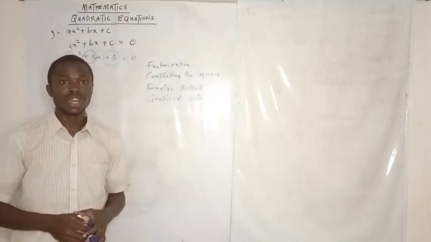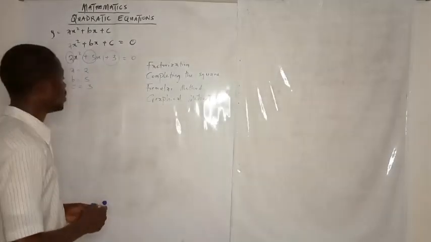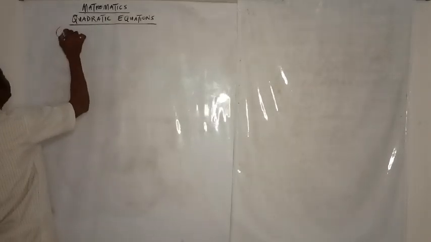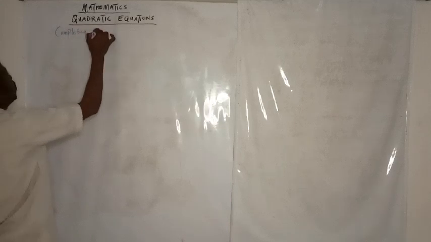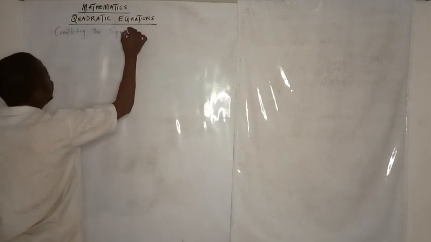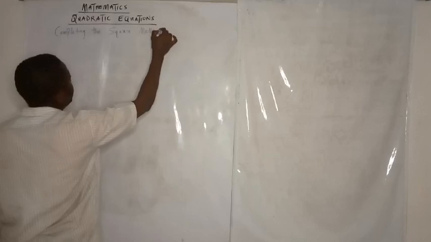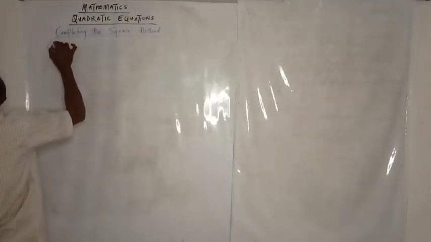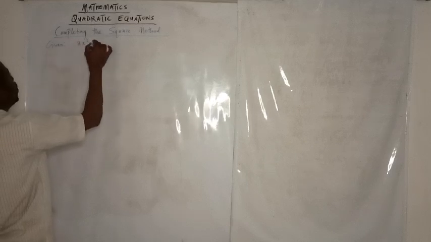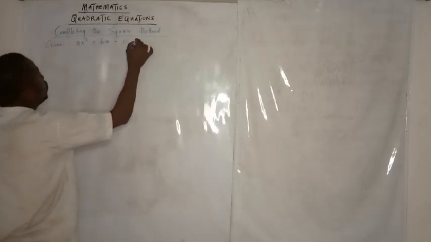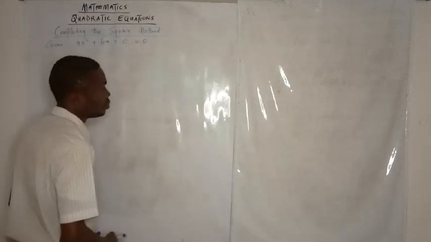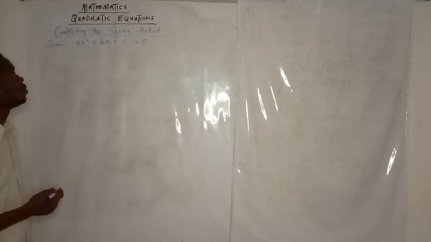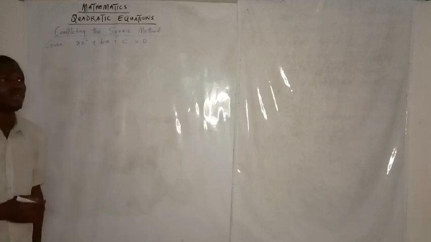It's not as difficult as you think. So let's get started. So we have the completing the square method. So let's say we have ax squared plus bx plus c is equal to 0. So we have this on the board and we want to use the completing the square method to find the solution to any given quadratic equation.